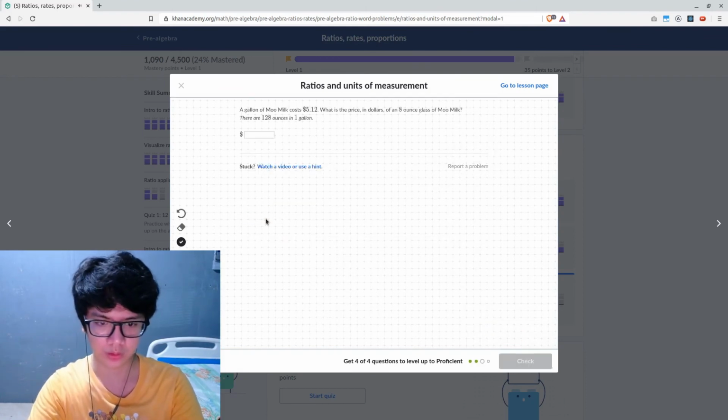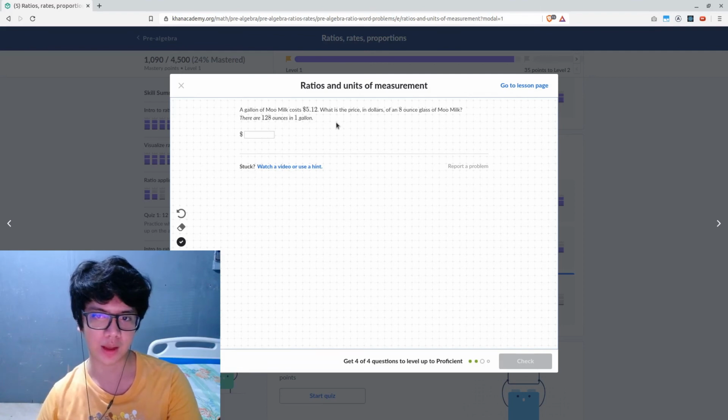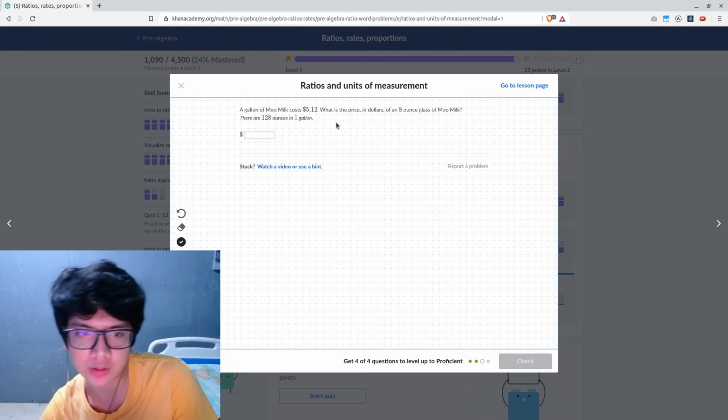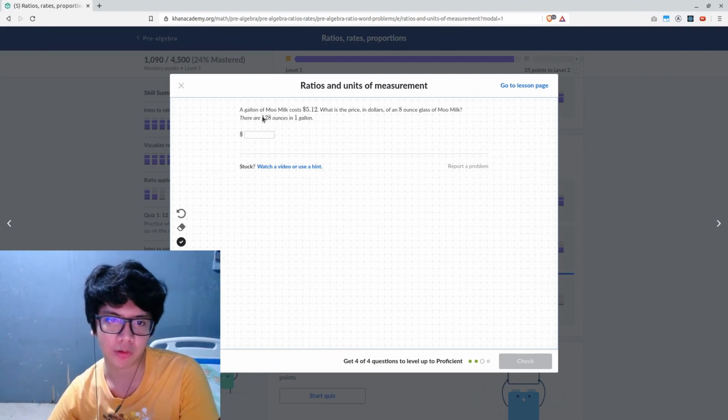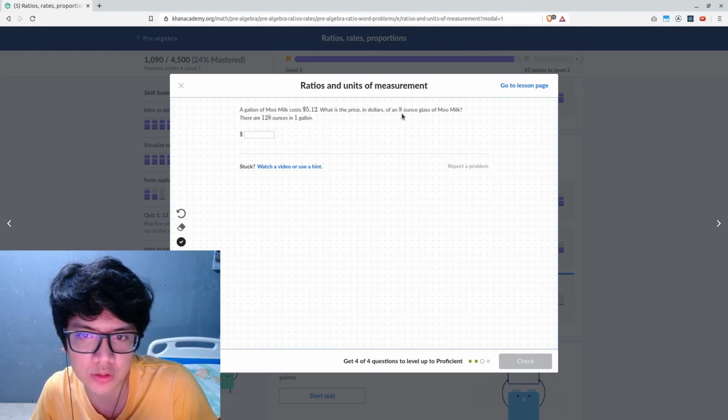A gallon of milk costs 5.12. What's the price in dollars of an 8-ounce glass of milk? Wow, this is hard. A gallon of milk costs... an 8-ounce glass of milk. There are 128 ounces in 1 gallon.